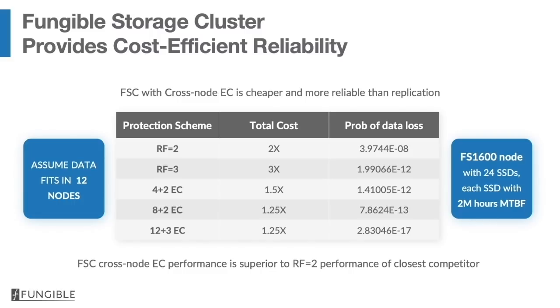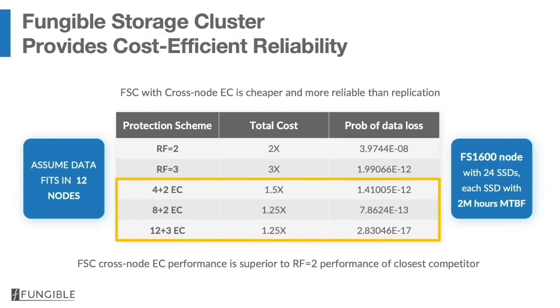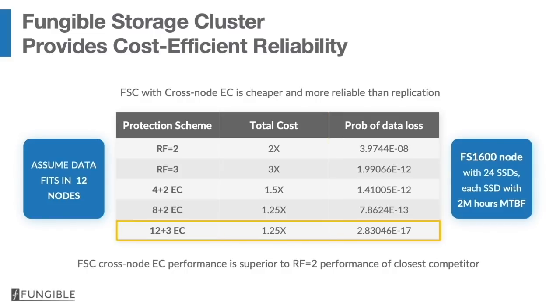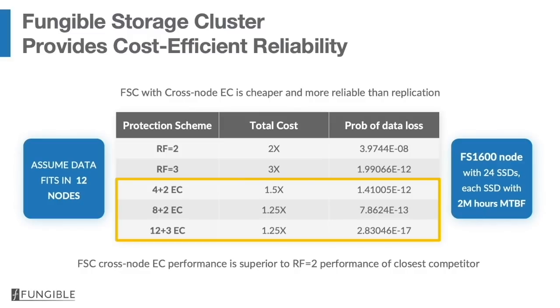Now let's talk about why we have cost-efficient reliability. Look at the table in the middle of the chart, and you'll see that the top two rows are 2- and 3-way replication rows. The next three rows are various erasure-coded configurations. The middle column is the cost of achieving the given reliability. Lower is better. And the last column is the probability of data loss. Once again, lower is, of course, better. As you can see, 12 plus 3 erasure coding is almost 5 orders of magnitude better reliability than 3-way replication. Notice that the cross-node EC has the lowest cost and the best reliability. So you can have the best of both worlds.